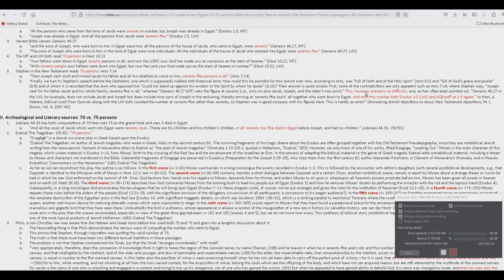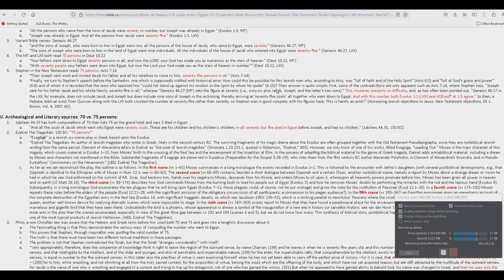Now, so here is what they're saying. This, however, presents no difficulty. And as has often been pointed out, Genesis 46:27 in the Septuagint, for example, does not include Jacob and Joseph, but does include 9 sons of Joseph in the reckoning, thereby arriving at 75 souls.